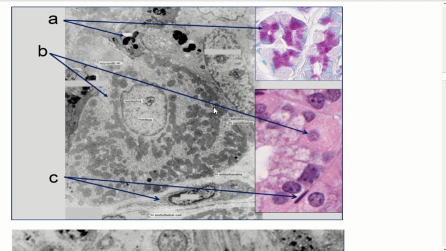B, this is a parietal cell. These are parietal cells, and remember we said they make hydrochloric acid. They also make bicarbonate, but the main product of them is going to be hydrochloric acid.